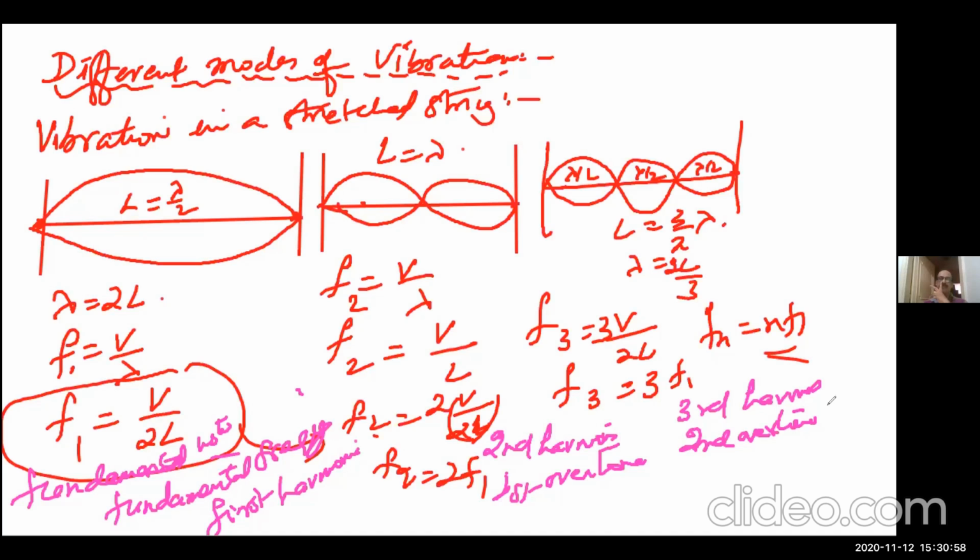What's the first one? Fundamental note, fundamental frequency, first harmonic. Second one, second harmonic. Third one, third harmonic. Nth one, nth harmonic. But the first one is not an overtone. Only the second we call first overtone. Third, second overtone. Fourth, third overtone. Like that. Nth harmonic, n-1th overtone. Is it clear?